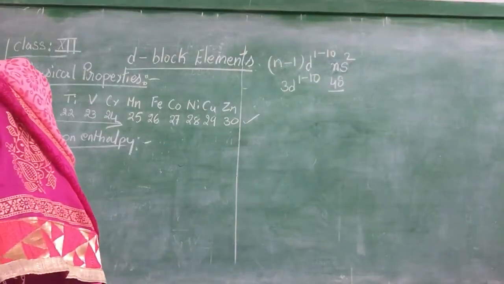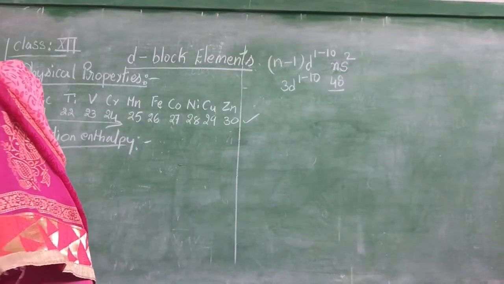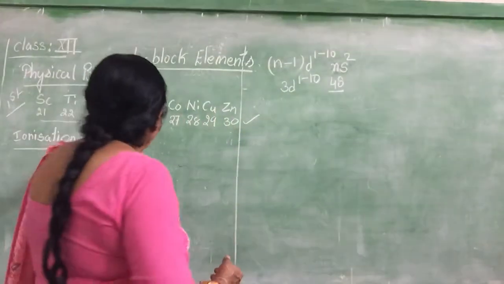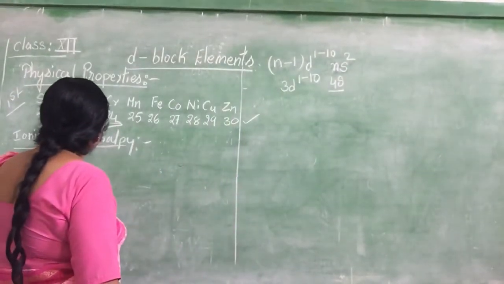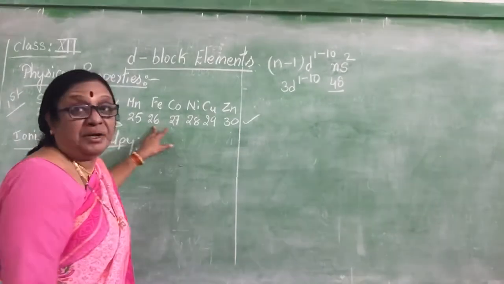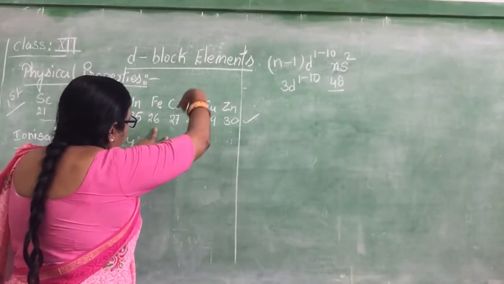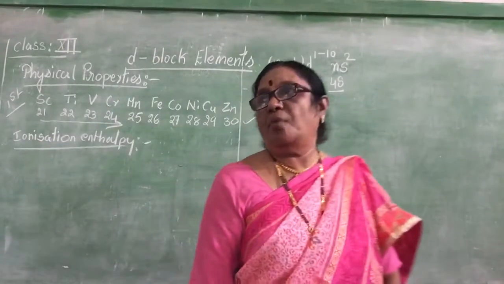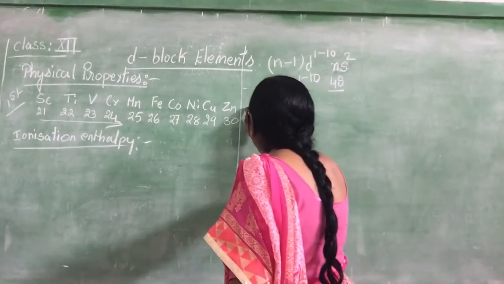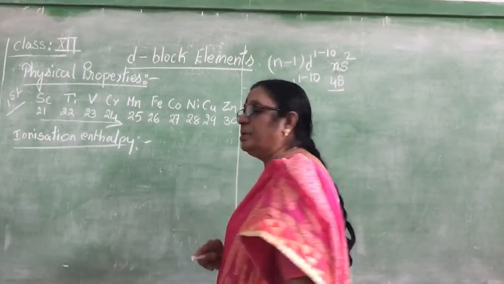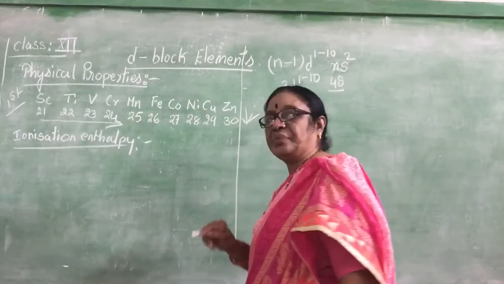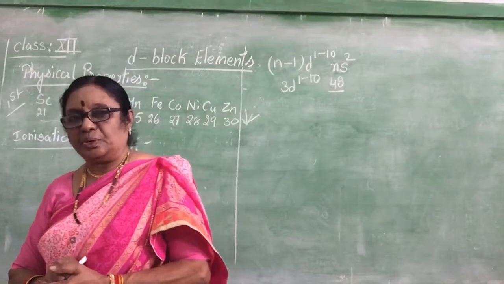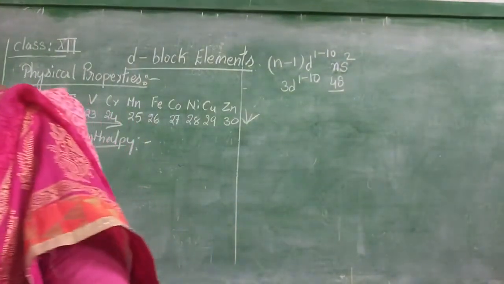Now, the irregular trend in the first ionization enthalpy of the 3d metals depends upon the atomic size. Ionization enthalpy increases and it remains constant, then it increases and decreases. When you reach the end of the series, there is a decrease. Ionization enthalpy is inversely proportional to the atomic size. Okay.